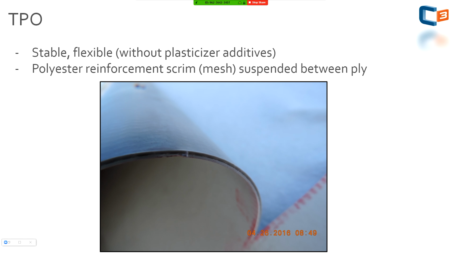So TPO is going to be stable and flexible. It doesn't require plasticizer additives, and it does have a polyester reinforcement scrim, or sometimes referred to as a mesh, suspended between the ply. So similar kind of to the reinforced EPDM that we saw prior. Reinforced EPDM, PVC, and TPO generally are always going to have some sort of scrim.